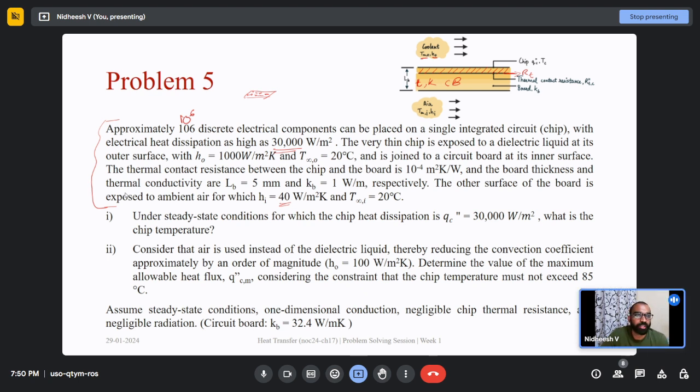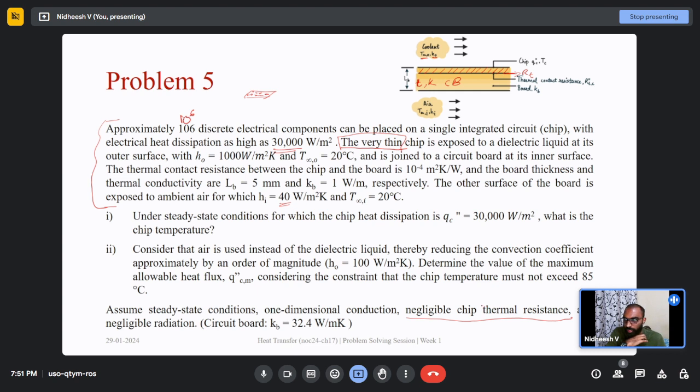Yes, but you didn't mention any conductive resistance for the chip material. Yes, sir. I'm sorry, sir. That is also available, but the thickness is not available here, sir. Yes, you are right. We are neglecting that, as it is given that it is a very thin chip. This part is given as a hint that we can neglect that thermal resistance in the chip material. It is also given here: steady state conditions, one dimensional conduction, and negligible chip thermal resistance. So you are right. We can neglect that chip resistance.